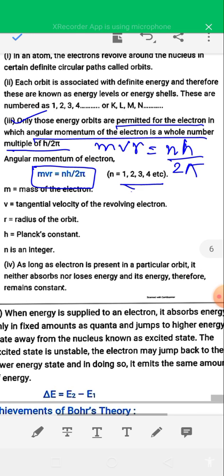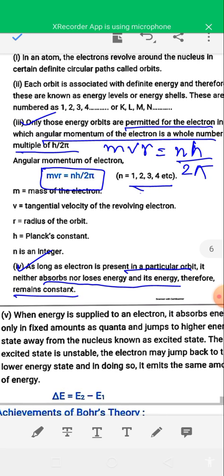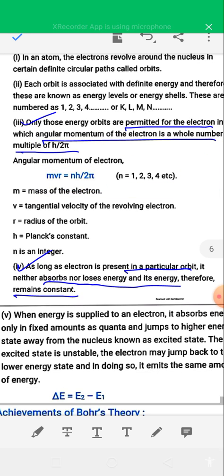Point number 4 of the Bohr atomic model: as long as an electron is present in a particular orbit, it neither absorbs nor loses any energy, and its energy therefore remains constant. That means energy remains constant in a particular orbit or particular energy level.